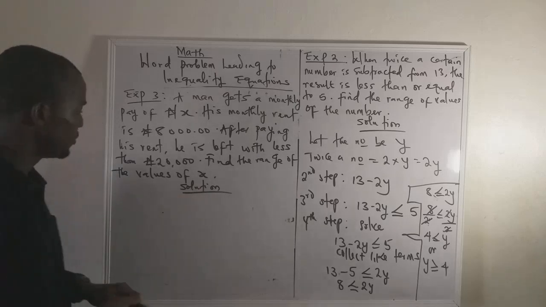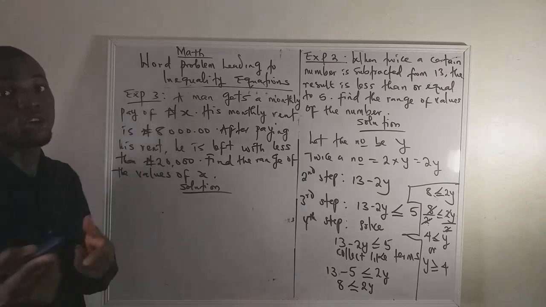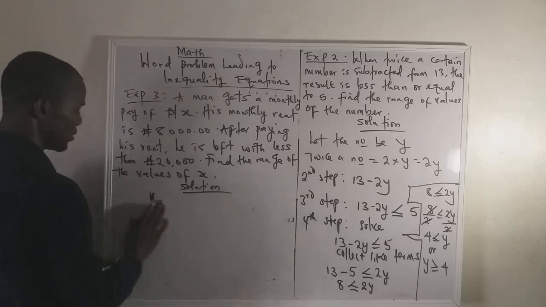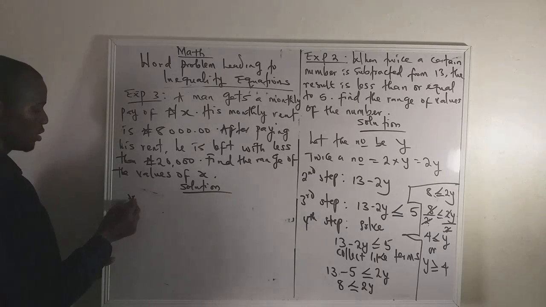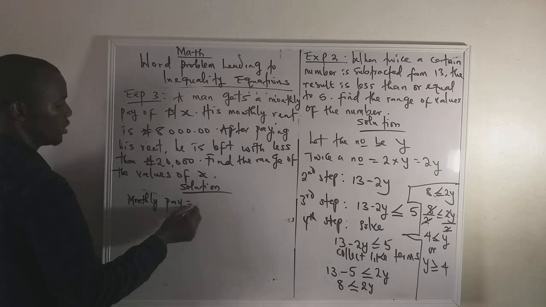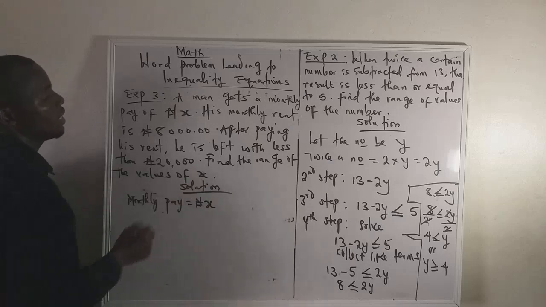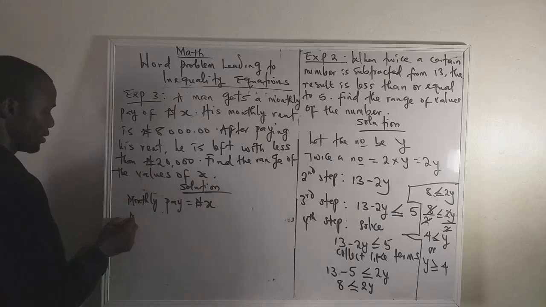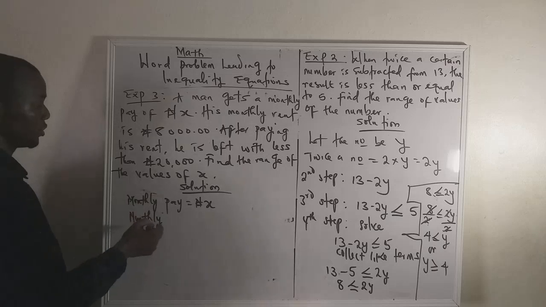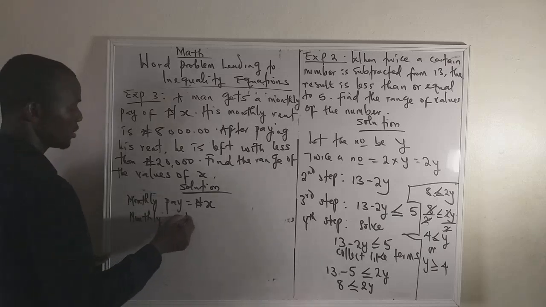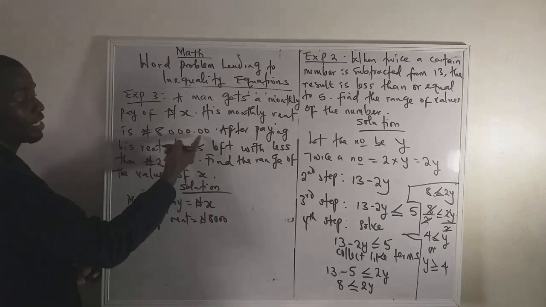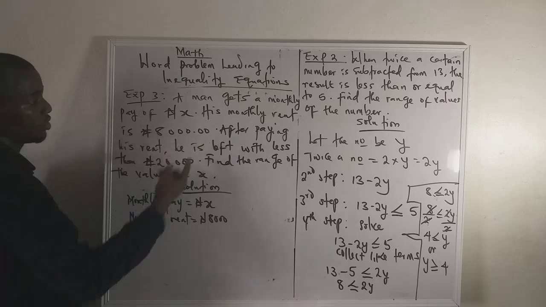Now, don't forget, the first thing is they've given us the unknown. So we say monthly pay is equal to X naira. It is good to always list out what you have in the question. Monthly rent equals 8,000 naira.